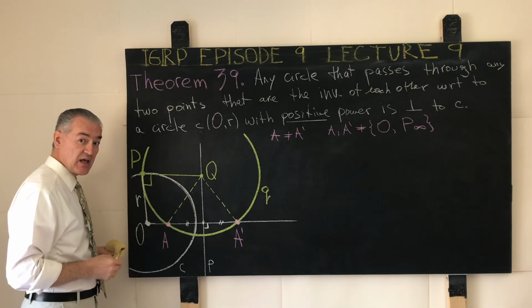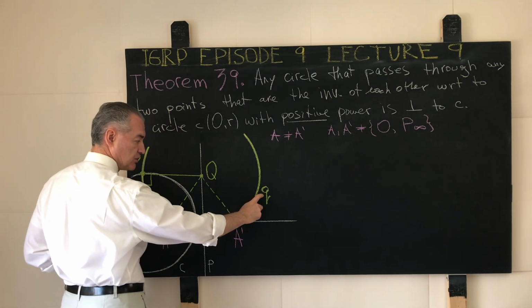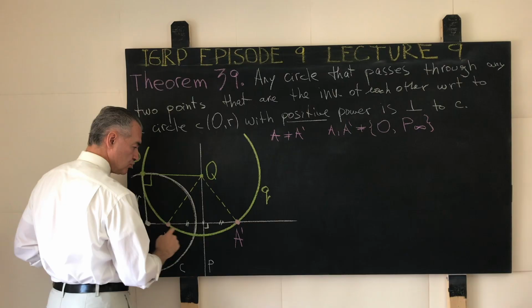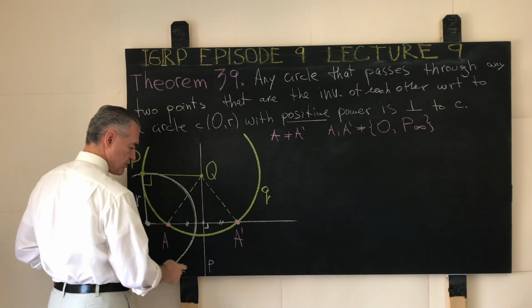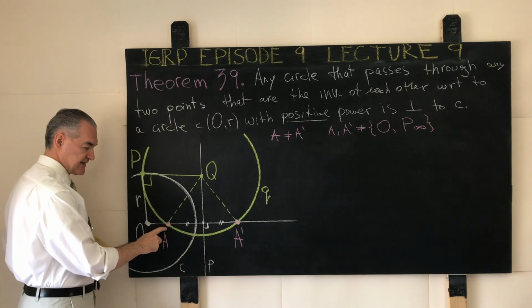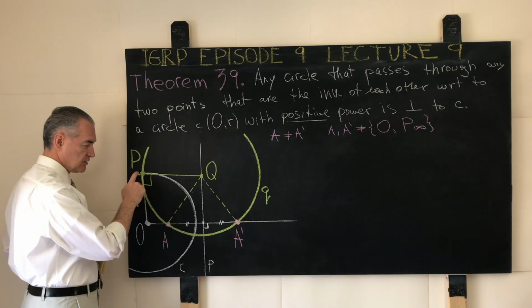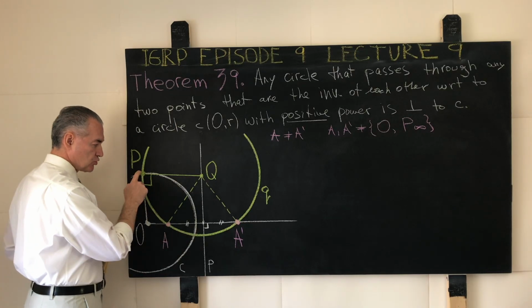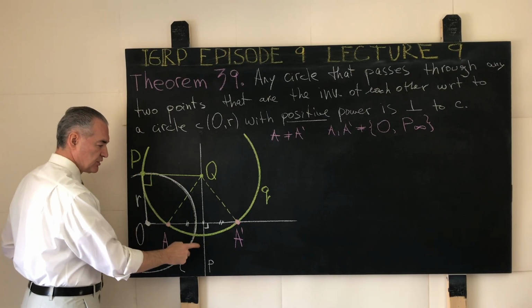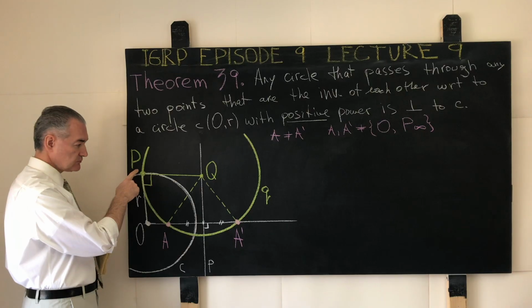And what does that mean? That means that our arbitrary sample circle, lowercase q, that passes through two inverses of each other with respect to the given circle with positive power will necessarily cut inside of the circle of inversion C, and it will intersect that circle at two distinct points, out of which we're interested in one. Let's say this one. We name that point P.